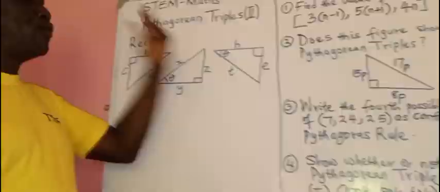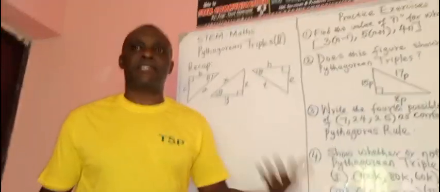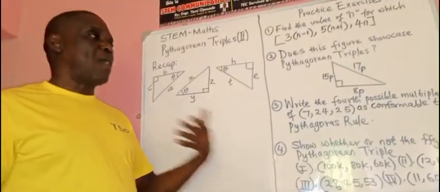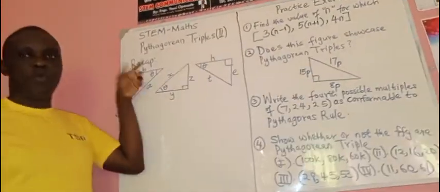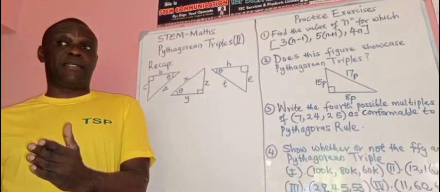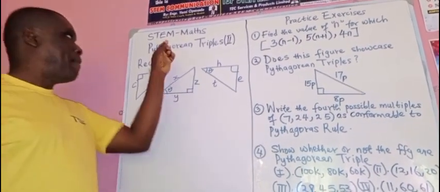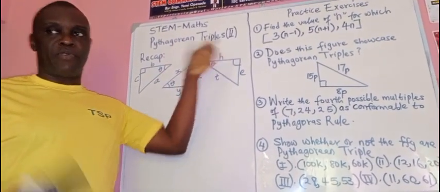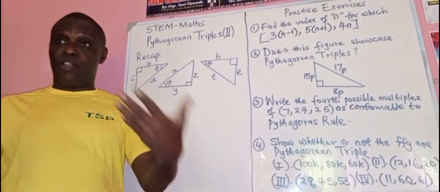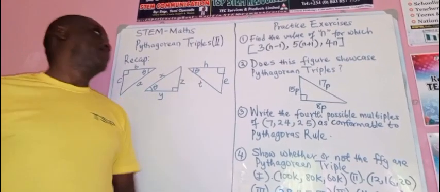Now, this is a follow-up to what we learned in part 1 of this topic under Pythagoras Theorem. We are going to have a recap of what Pythagoras Theorem is, and then establish what is meant by Pythagorean triples that are connected. It all revolves around Pythagoras' rule.